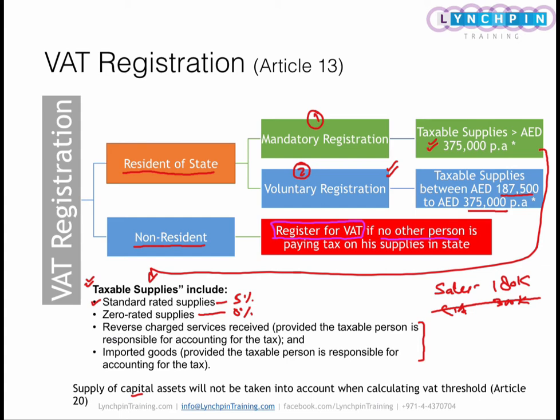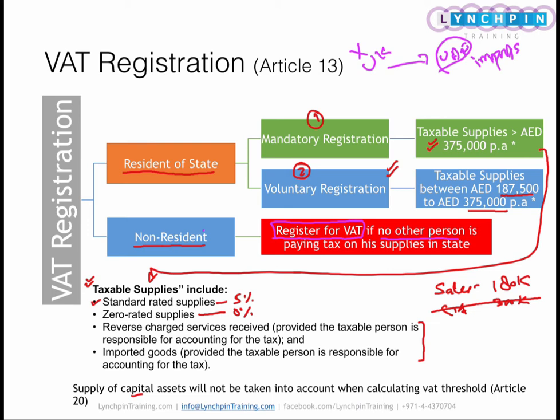I mean, I am outside this country, supplying something here, I do not have any business place here, but I am a non-resident and I am supplying here in UAE. For example, there is an entity in UK, they are supplying something in UAE, and if on import somebody is paying VAT on imports, I'm sitting in UK, I won't have any requirement to get the VAT registration here. But if nobody is here who is paying VAT on the imports, then in that case, I may have a requirement.